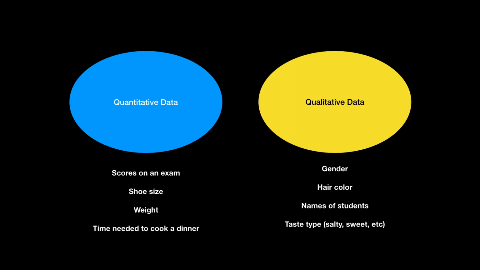Qualitative data would be like gender, that's not numerical, that's female or male. Hair color, that's not numerical. Names of students or names of anything, that's qualitative data. Taste type, salty, sweet, bitter, whatever, that's qualitative data.